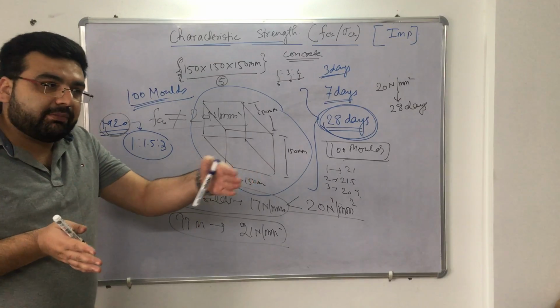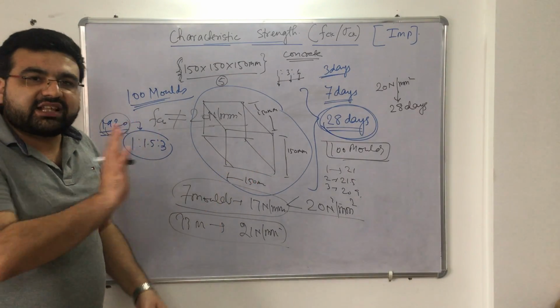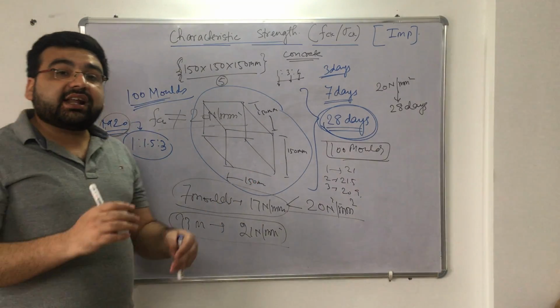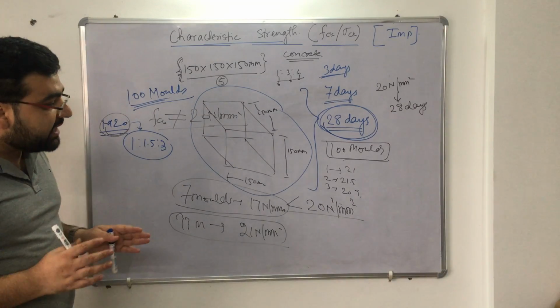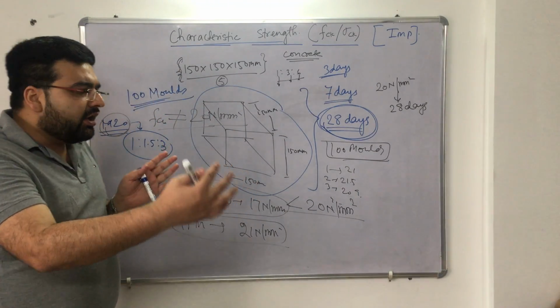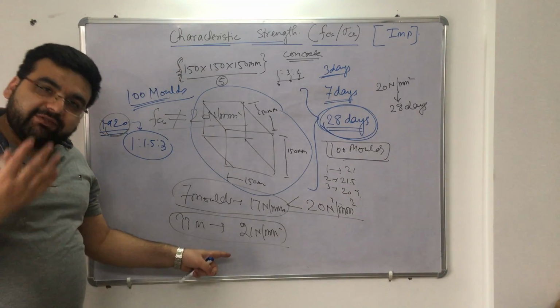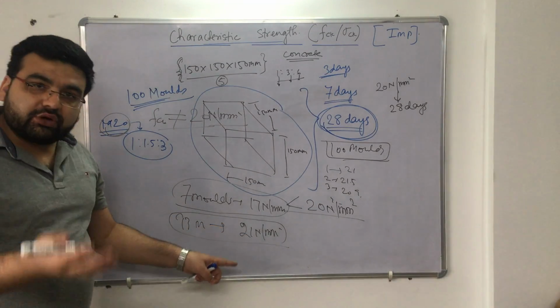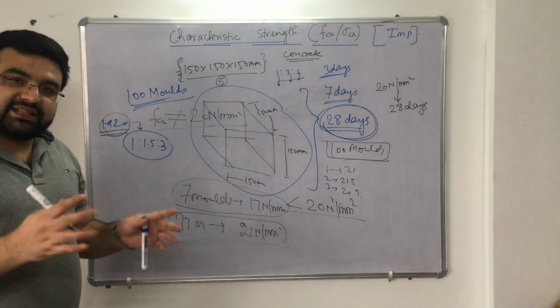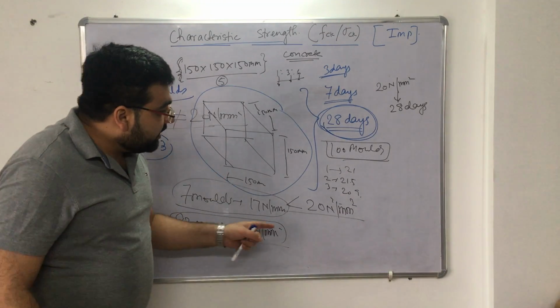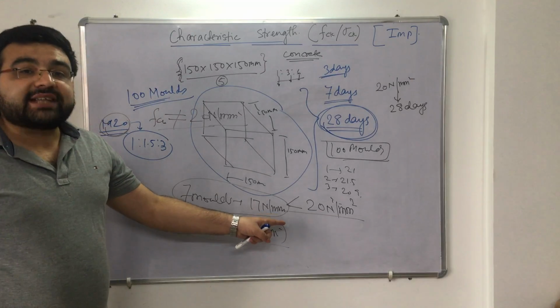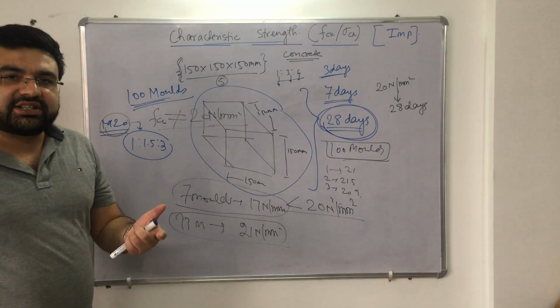The bookish definition, because in the GATE examination they are not asking the bookish definition. What they are asking are the concepts. So the concept is, out of 100 specimens, a maximum of 5 specimens can fail. Even if it is 4, well and good. If it is 3, much better. If it is 2, best. But not more than 5% of the samples should fail the test. That is the characteristic strength.